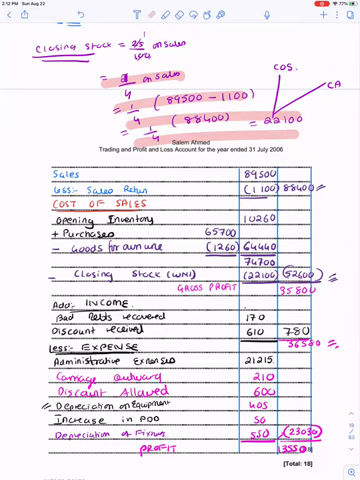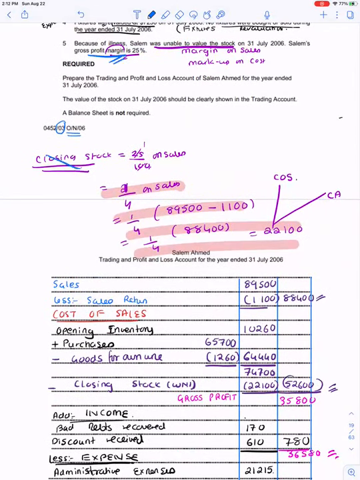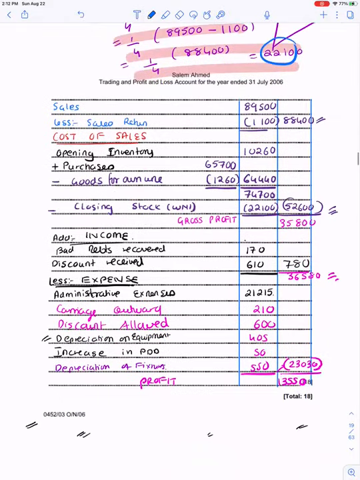Now, if I see over here, while I was reading and scrolling through, this was gross profit margin. That means it said that the gross profit is 25% on sales. So 22,100 was the figure of my gross profit. It was not the figure of my closing stock. Now I want to arrive at the closing stock.